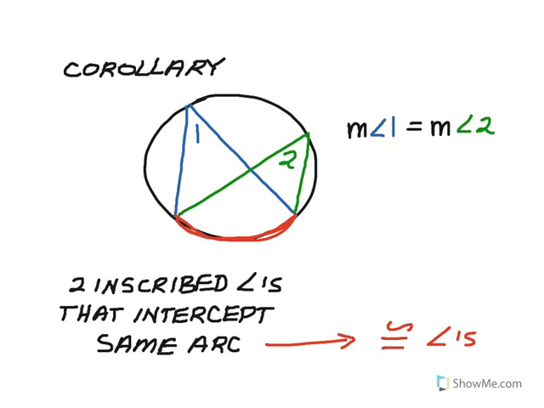A corollary to that theorem is that if you have two inscribed angles in a circle and both of those inscribed angles happen to intercept the same arc, then those two angles must be congruent to each other. So in this case, the blue inscribed angle, angle 1, and the green inscribed angle, angle 2, are both intercepting that red arc. So angle 1 and angle 2 are the same measure. They are congruent.